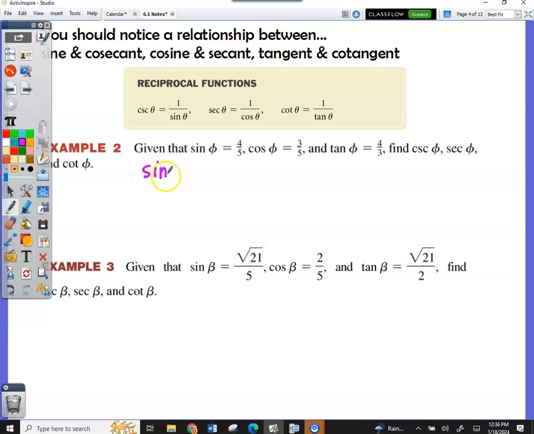I like to label, okay, they're giving me sine equals 4/5. They're giving me cosine equals 3/5, and they're giving me tangent equals 4/3. I like to stack them in order, sine, cosine, tangent, because then I'm a pattern person, routine. Sine, cosine, tangent, come over here, and I just do what with them? I just flip the fraction. But I need to remember which one goes to which. Sine starts with an S, so its reciprocal starts with a C.